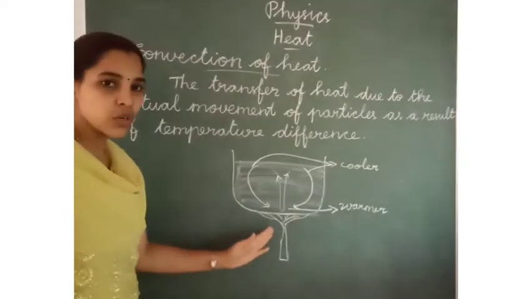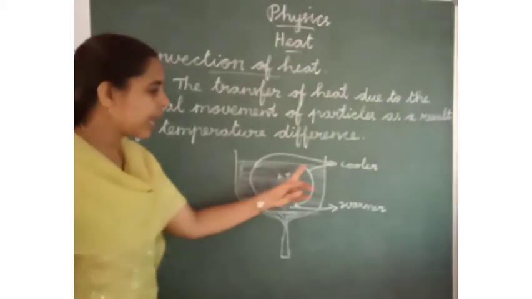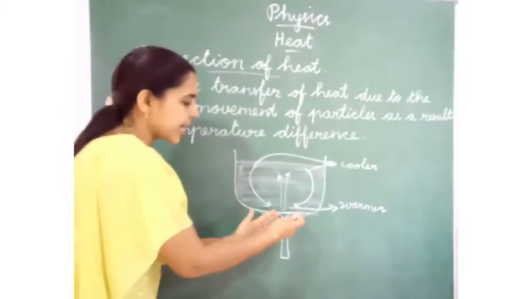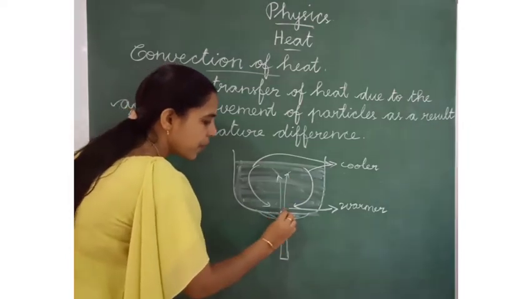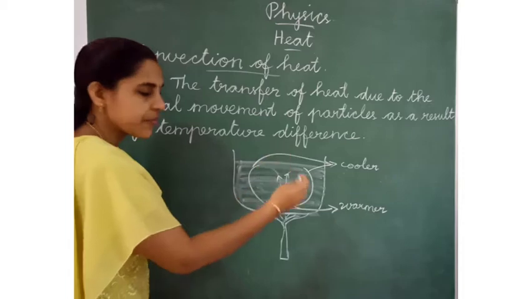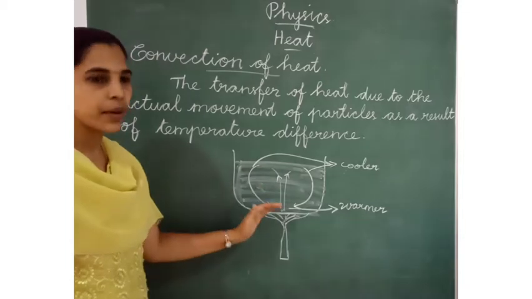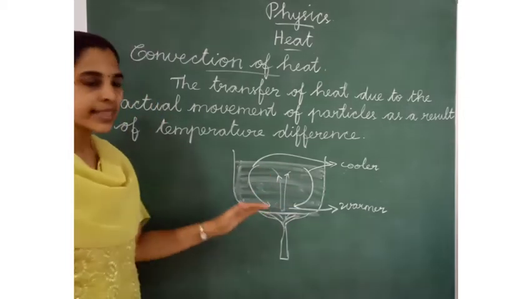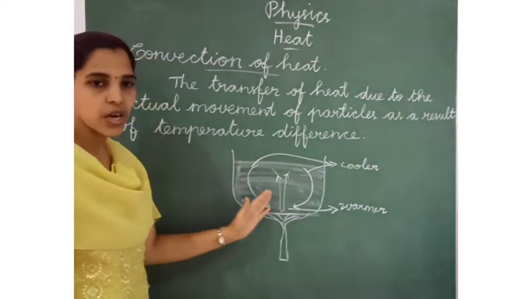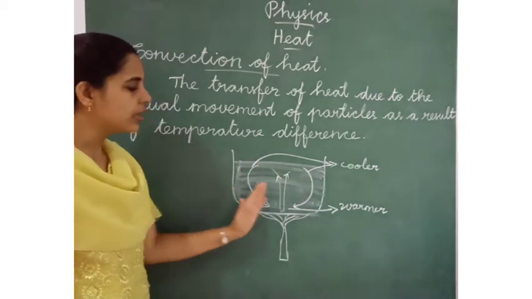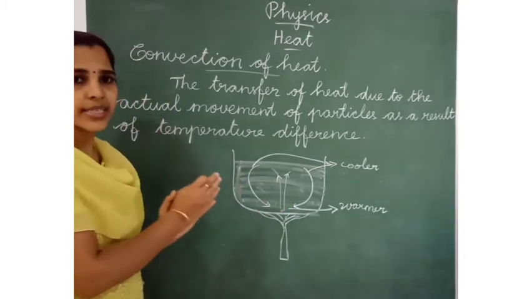So, when we give heat to that liquid, warmer particles rise up and cooler and heavier particles take their place. The warmer particles go up from bottom to top and cooler or heavier particles take their place. This process continues until the temperature is equal in all the liquid, in all the places.